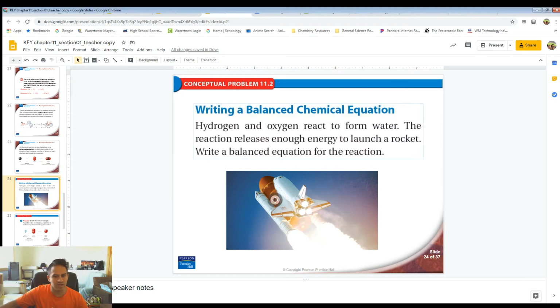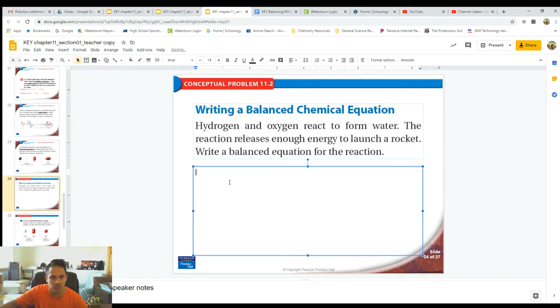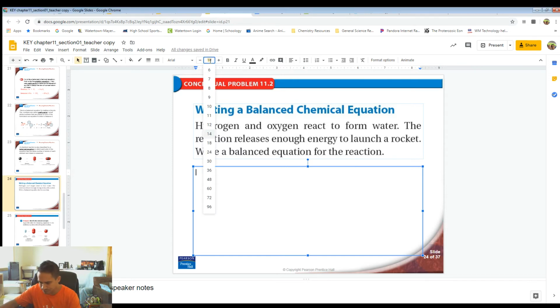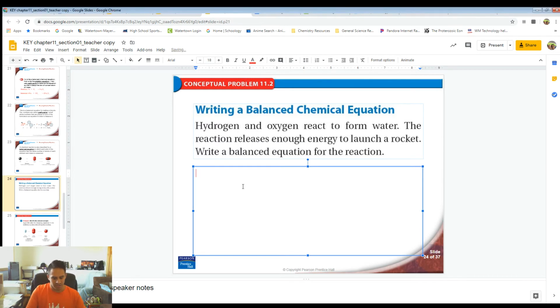All right, so let's take a look at another example here. Okay, so we are going to write out the reaction between hydrogen and oxygen to form water. And they want us to write the balanced equation. All right, so let's start with the word equation. So we have hydrogen reacting with oxygen to form water. Okay, that's a word equation. Let's write the chemical formula.